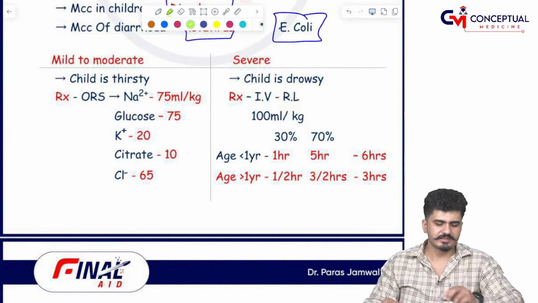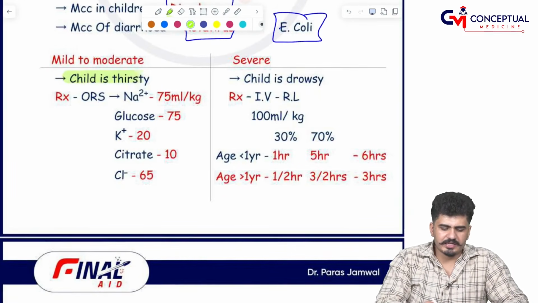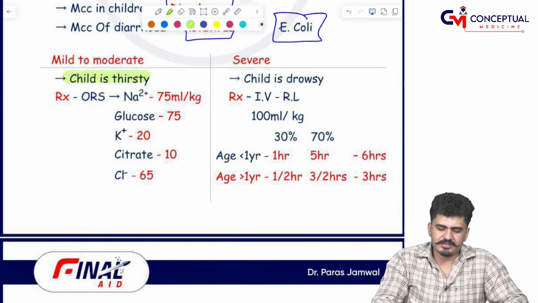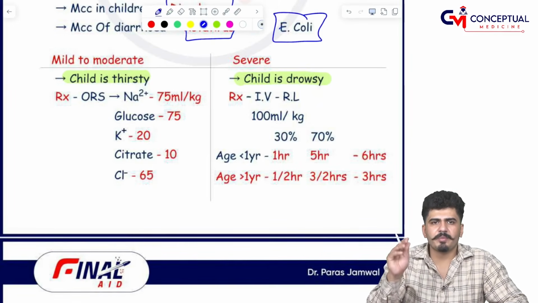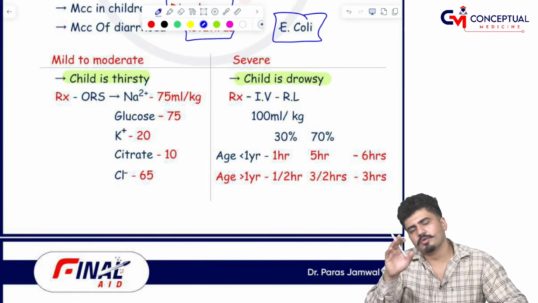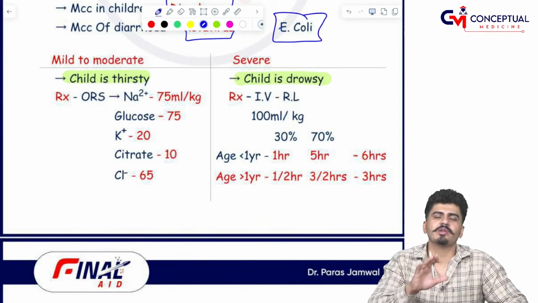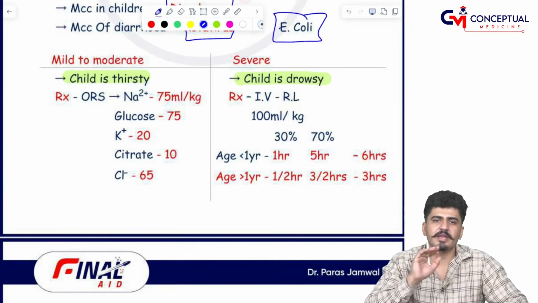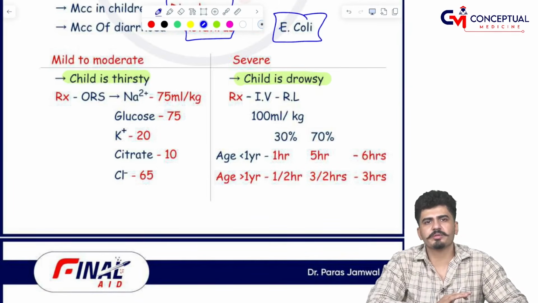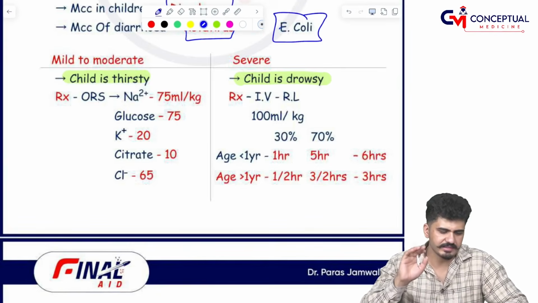What will happen in that, sir? In the mild to moderate, the child is thirsty. In the severe, the child is drowsy, not expecting to have water. अगर पानी मांग रहा है पीने को तो mild to moderate, पानी नहीं पी पा रहा, that is going to be the severe dehydration. Sunken eyes can be seen in both. Skin pinch time can be delayed in both. But main is thirsty.